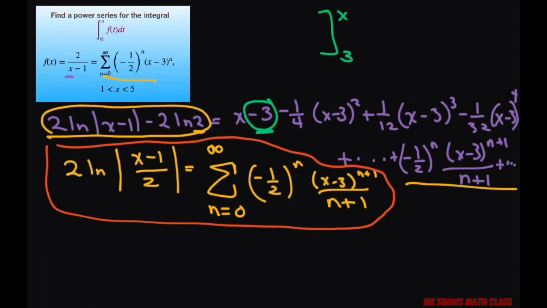And don't forget, our interval of convergence was from 1 to 5.